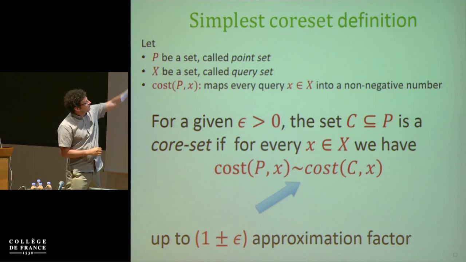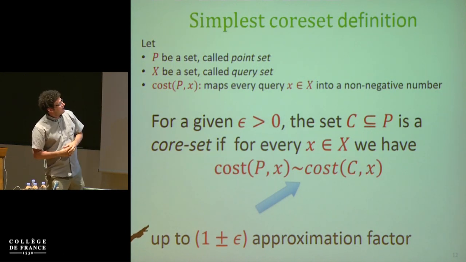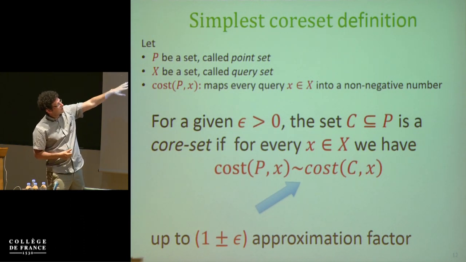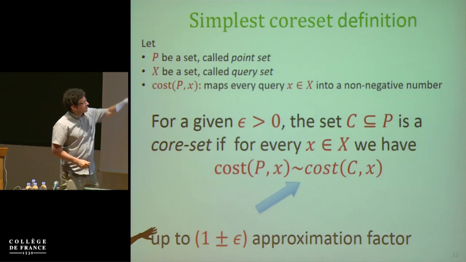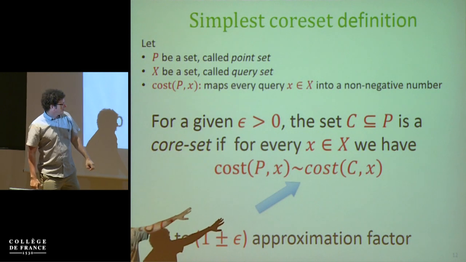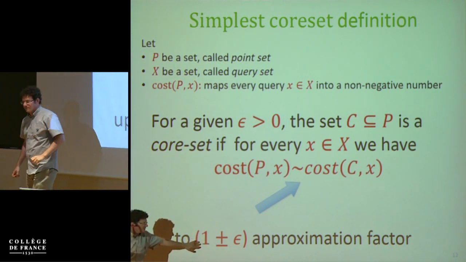We just say that for every given epsilon, which is the error, a number between 0 and 1, we want a subset of the points C such that for every query that you give me, every model X, the cost of P and X will be approximately the same as the cost of C and X, up to a provable factor of 1 plus or minus epsilon.